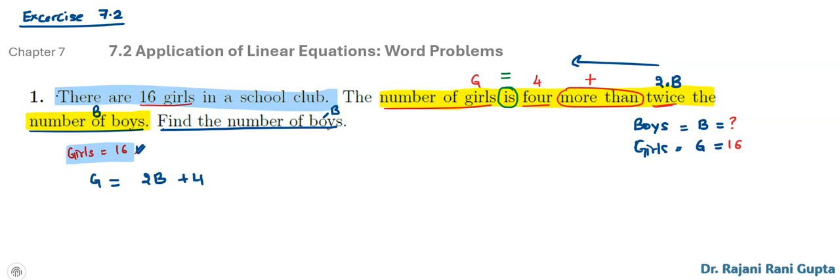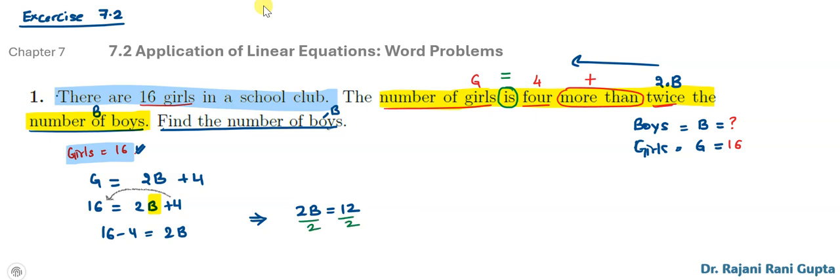And we know the number of girls is 16. So if we write girls as 16, it is equal to 2B plus 4. What do we have to find? We have to find B. For that, we take 4 to the other side. This gives 16 minus 4 equal to 2B. Solving this, we get 2B is equal to 12. Since we want the number of boys, we divide by 2. This gives the number of boys as 6. So you have your answer: the number of boys is 6.